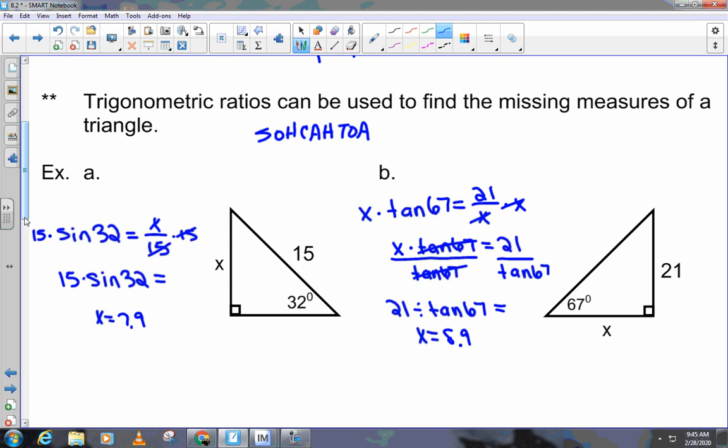All right. So, now, one thing you can do with tangent, okay? One thing you can do with tangent is instead of using this angle, I could use this one. What's the measure of this angle up here? If this is 67, this has got to be 23. So I could have used that angle, and then my opposite is x, and my adjacent is 21. So that's the tangent of 23 equals x over 21. You can do that on tangent.